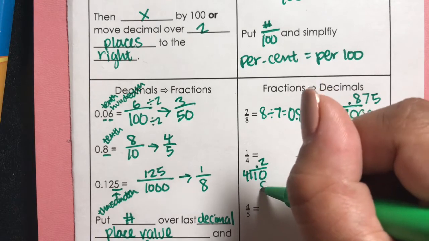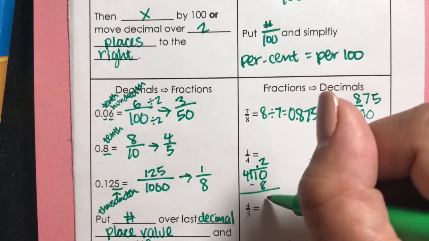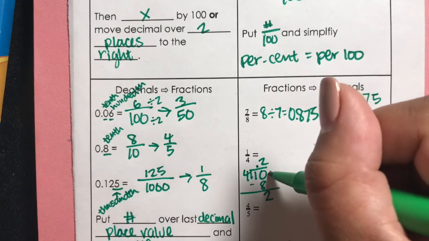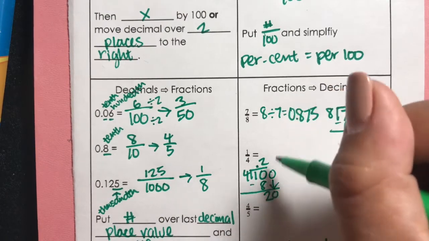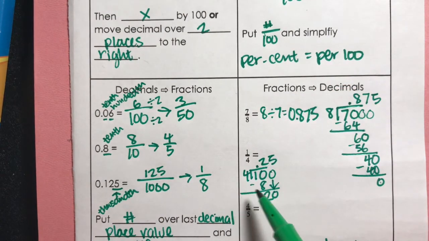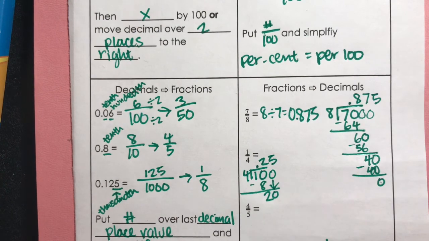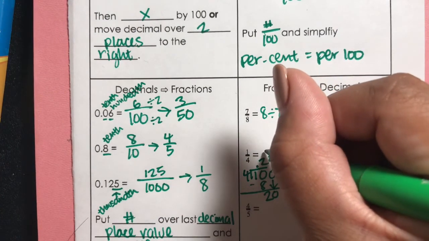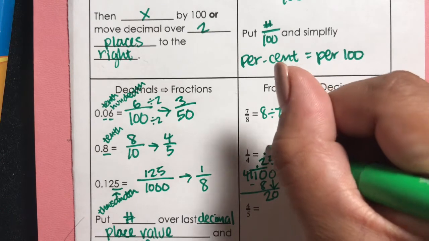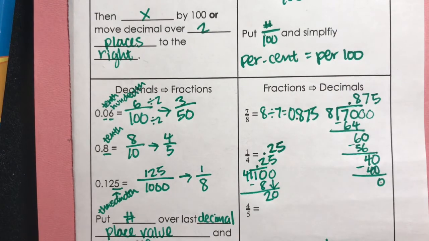4 times 2 is 8. 10 minus 8 is 2. Bring down a 0. 4 goes into 20 5 times. 5 times 4 is 20. So it is fully divided. So we have 1/4, which equals 0 and 25 hundredths.